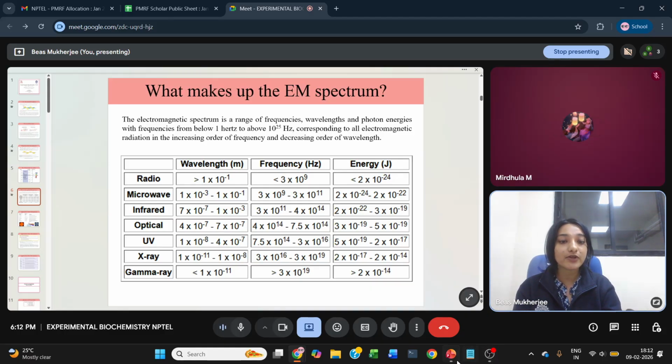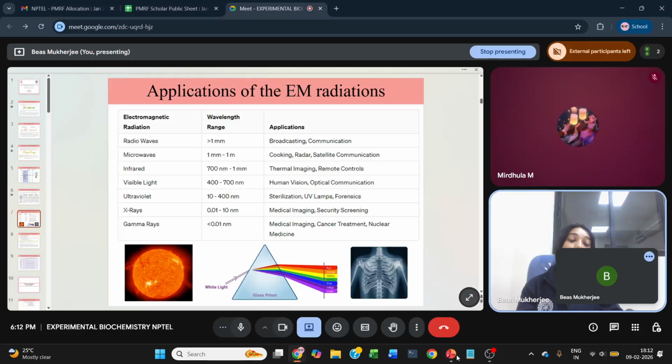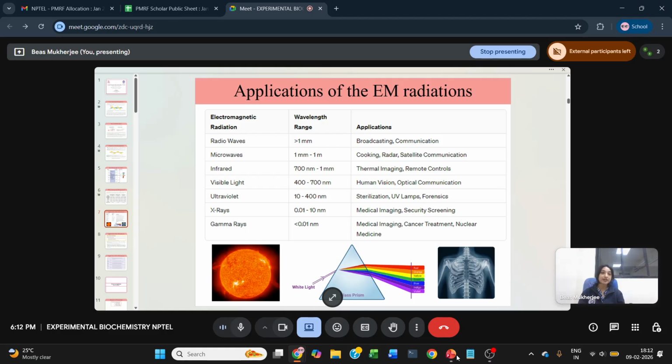All right, so now we look at what's next. Since we know about all of these different electromagnetic radiations, now we would get to know about the uses of these electromagnetic radiations. For radio waves, we see that broadcasting and communications are used, and microwaves are important for cooking, radar communication, satellite communication. Infrared radiations are important for thermal imaging and remote controls.